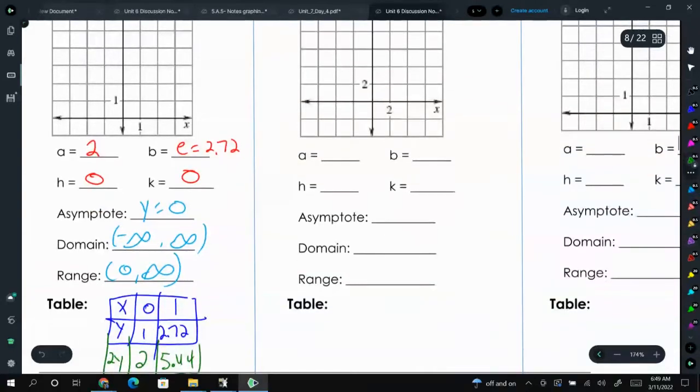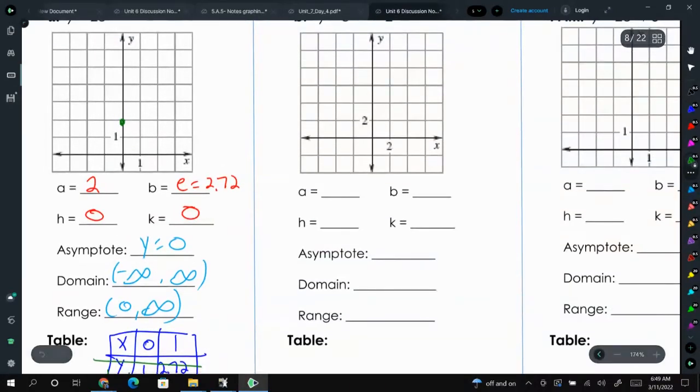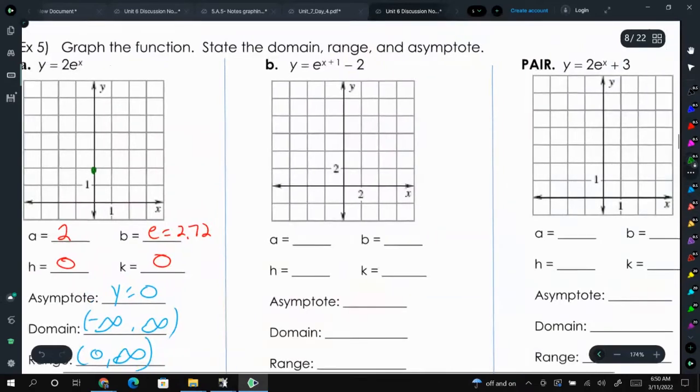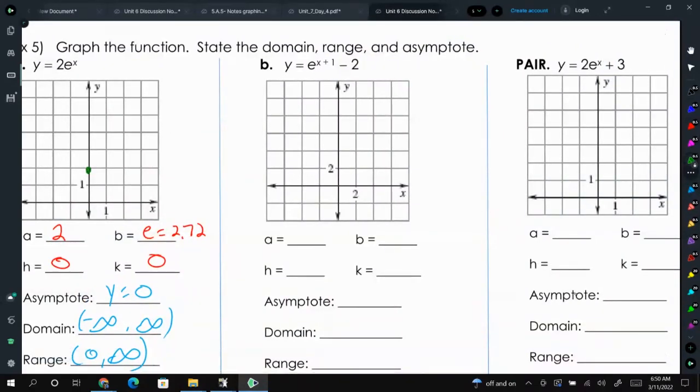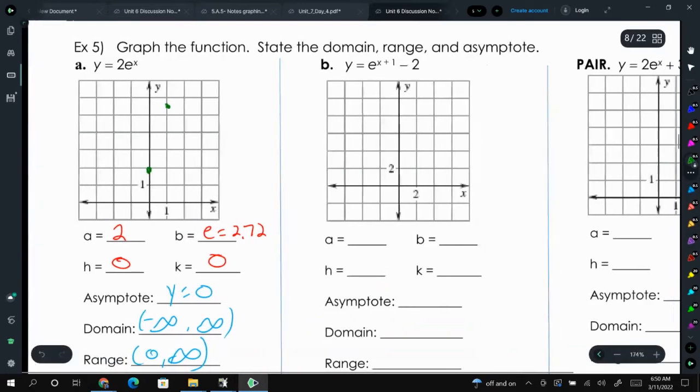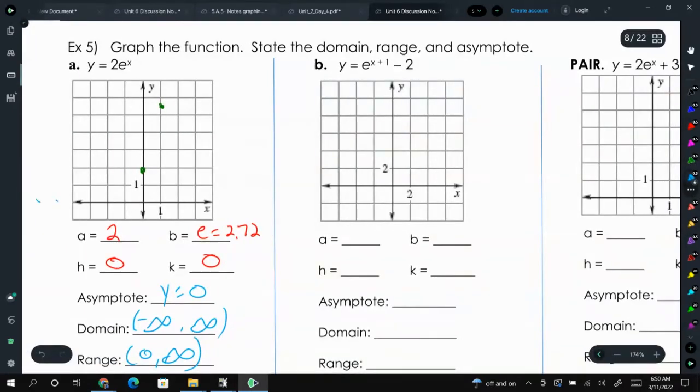So we have 0, comma 2, and then we're going to have 1, comma, was it 5.44? So 1, 2, 3, 4, 5. So about there. And then our asymptote is at y equals 0. So then our graph will look like that.